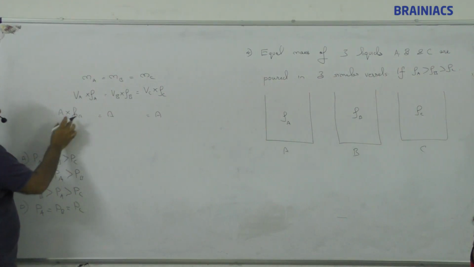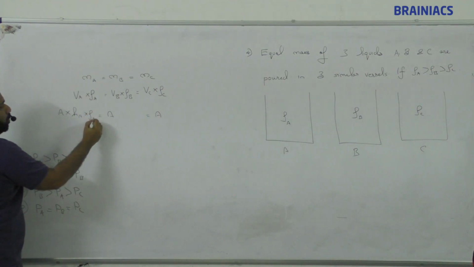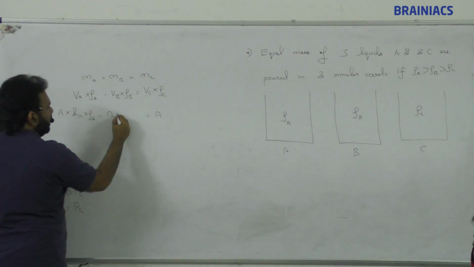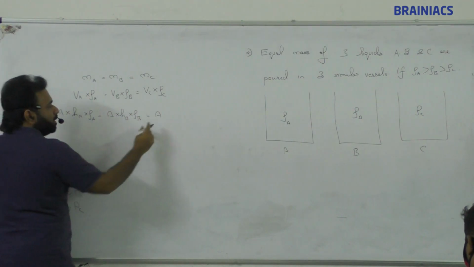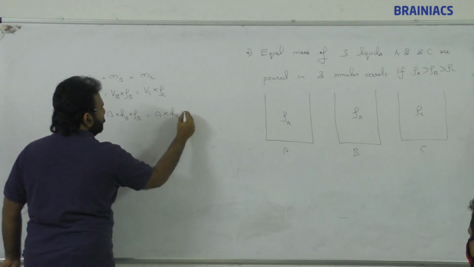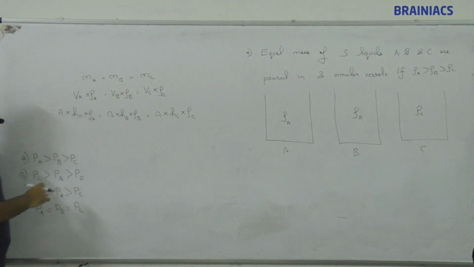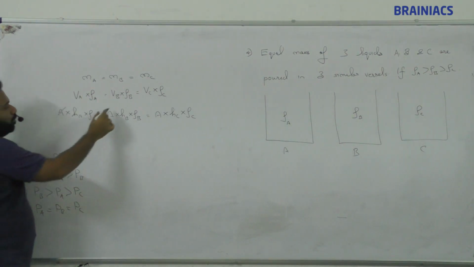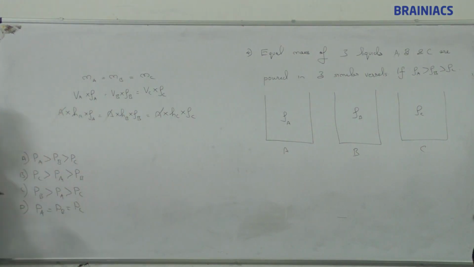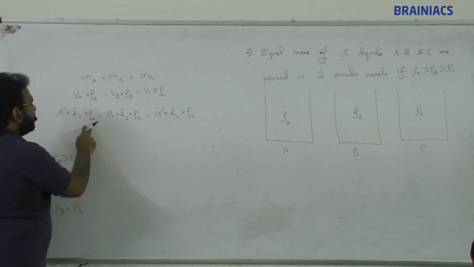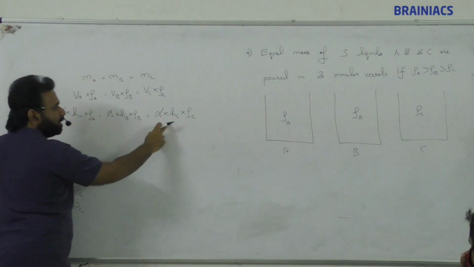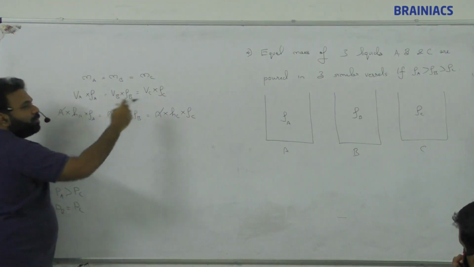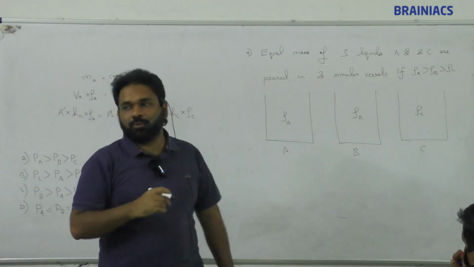So this is area into height of liquid column of A into rho A. This is height of liquid column of B into rho B. This is height of liquid column of C into rho C. Correct? Here the area will be cancelled. And what they are saying is density of A is greater than density of B is greater than density of C. But the mass is equal. So what should happen?